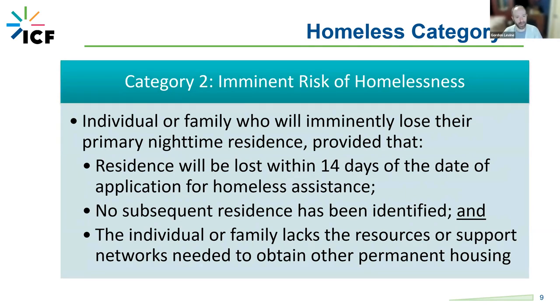All right, category two, by contrast, is going to seem murkier and simpler. Category two is a household that will imminently lose its primary nighttime residence, provided that A, that residence will be lost within 14 days of the date of their application for homelessness assistance, and B, no subsequent residence has been identified, so they don't have anywhere else to go, and C, they lack the resources or support networks needed to obtain other permanent housing. So, for example, you might be losing your housing within 14 days and you might not know where you're going next, but if you just won the lottery, you don't qualify because you've got plenty of money to get other housing. You need to not have the capacity to identify subsequent permanent housing.